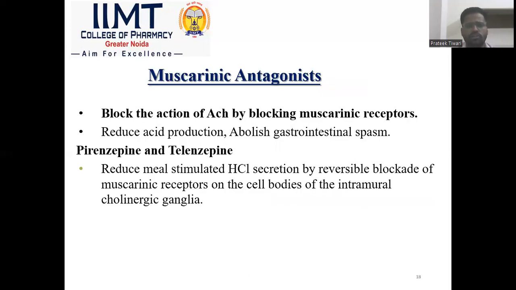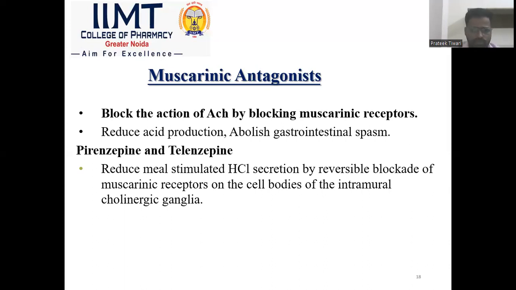Now we're talking about muscarinic antagonists. They block the action of ACh by blocking the muscarinic receptors. So when ACh is blocked, it is not able to bind to its respective receptor and doesn't produce acid. So there's a reduction in acid production, and there's an abolishment of gastrointestinal spasm. Drugs are pirenzepine and telenzepine, and they also reduce the meal-stimulated HCl secretion by reversible blockade of muscarinic receptors.